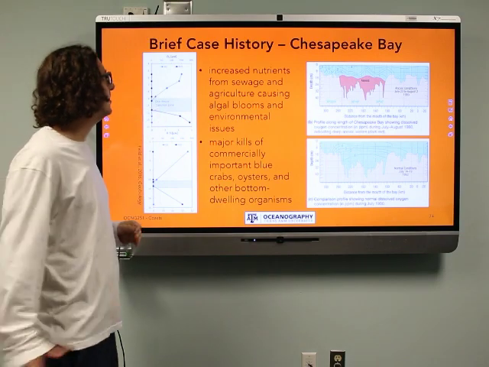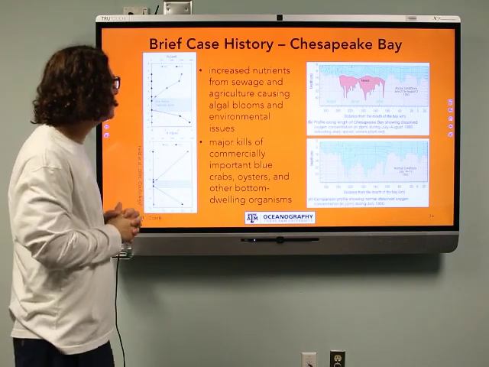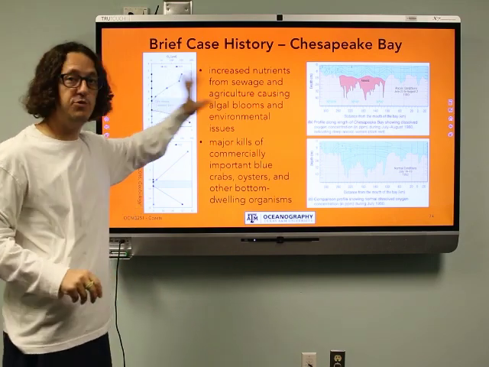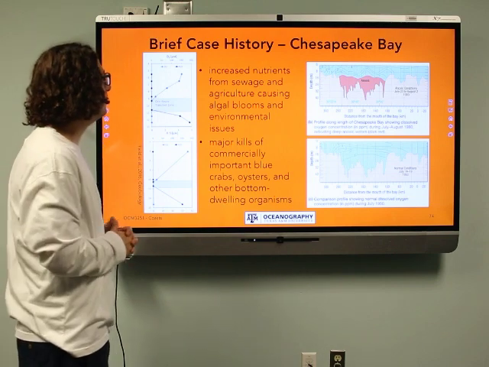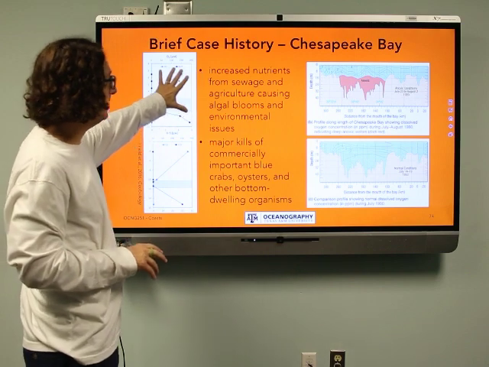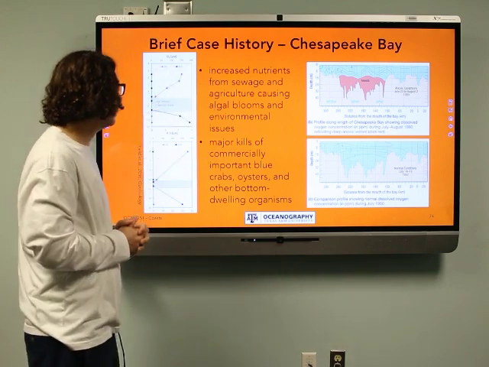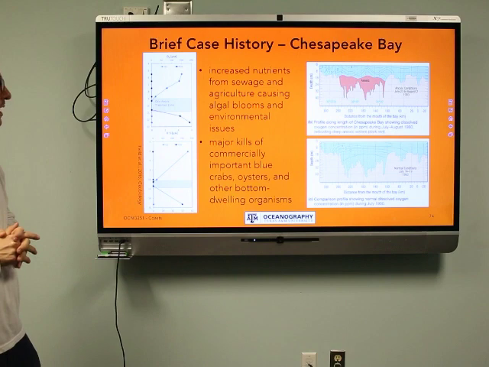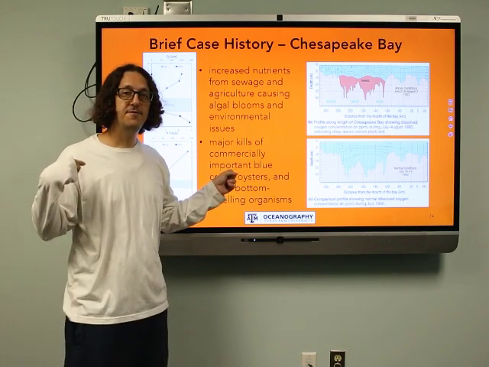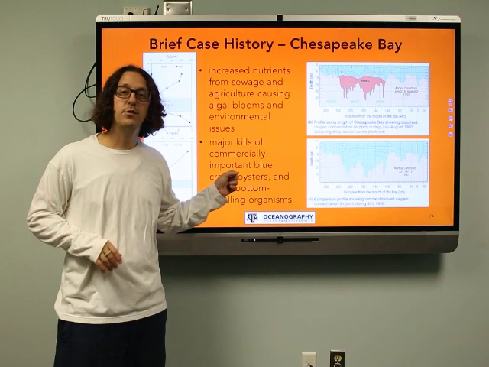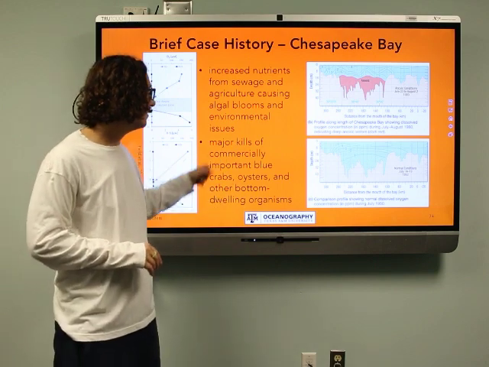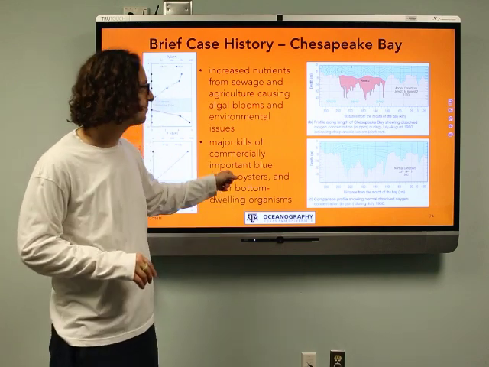So, like I mentioned, there's increased nutrients from sewage and agriculture causing algal blooms and environmental issues. That is called eutrophication, so we will discuss that in the next chapter when we talk about marine pollution. But what's important for this is what that leads to is major kills of commercially important blue crabs, oysters, and other bottom-dwelling organisms. As me, Professor Sylvan, the scientist, I am also concerned about the environment itself, not just the economics of the environment. But these are all bad things for both the environment and the economy.